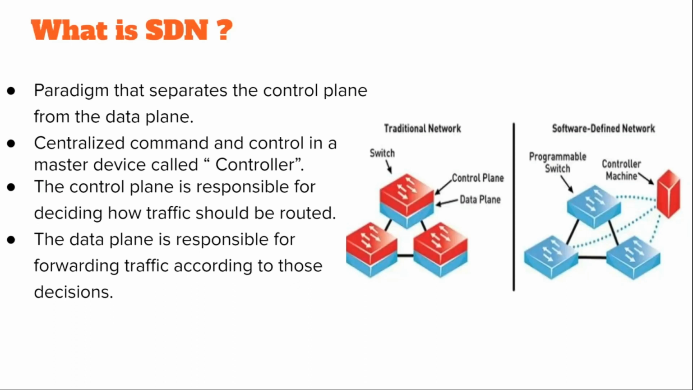Traditional networks make sure that every switch has its own control plane and data plane, whereas software defined network makes sure that a centralized master device called the controller is in charge of the control plane, and we have programmable switches. Now the control plane is the decision maker here. The controller decides how the traffic should be routed, and the data plane is responsible for forwarding the packets according to the decisions made by the controller. So this is basically what SDN is. In one line we can say, SDN is a paradigm that separates the control plane from the data plane.